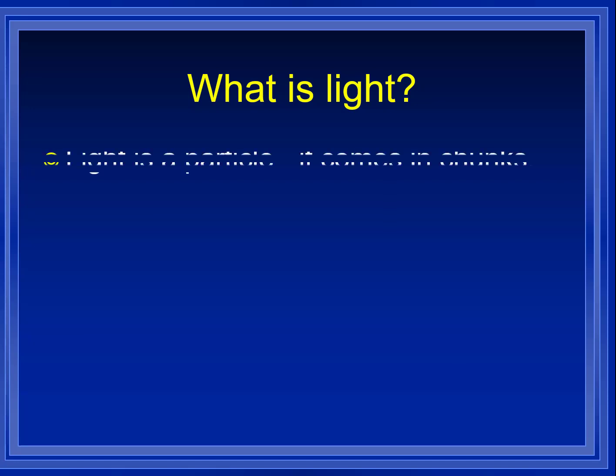So, what is light? Light is a particle. It comes in chunks. We've already written this. And we know that because of the photoelectric effect. The only thing that explains why electrons can be knocked off is if we get little chunks of energy, and if the chunk is the right size, it knocks it off. If the chunk is the wrong size, it doesn't knock it off.